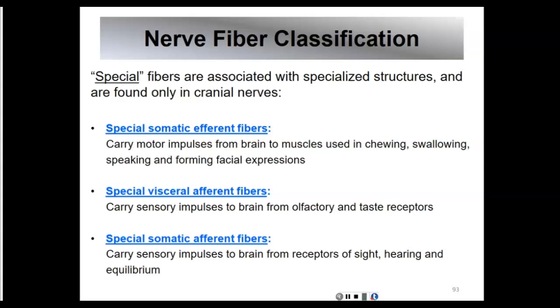Special somatic afferent fibers. Again, somatic is going to be like voluntary control. Afferent is sensory, so sensory impulses to the brain from receptors of sight, hearing, and equilibrium.